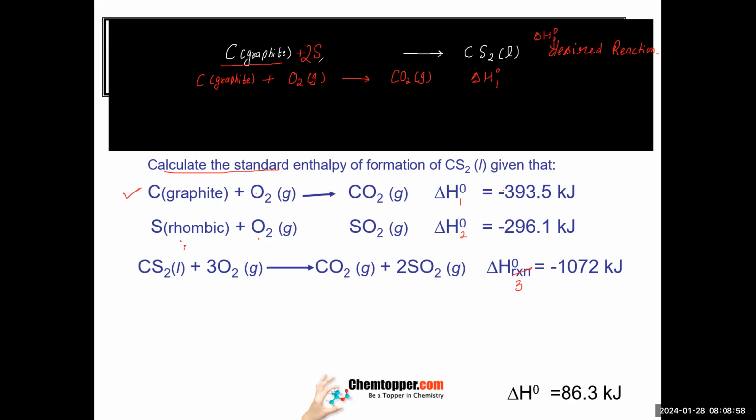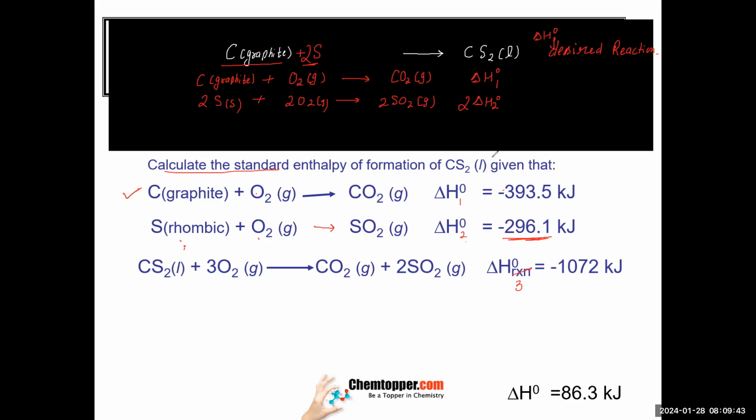I need 2 sulfur, so I'll go for equation 2, this one. But I need 2, so I multiply equation 2 by 2 to get 2 sulfur. Now when I multiply 2S plus 2O2, it gives 2SO2. Okay, write the state of matter. This is solid. Now what happens to delta H2? It gets multiplied by 2, right? Because I multiplied the whole equation by 2. So this value should get multiplied by 2.